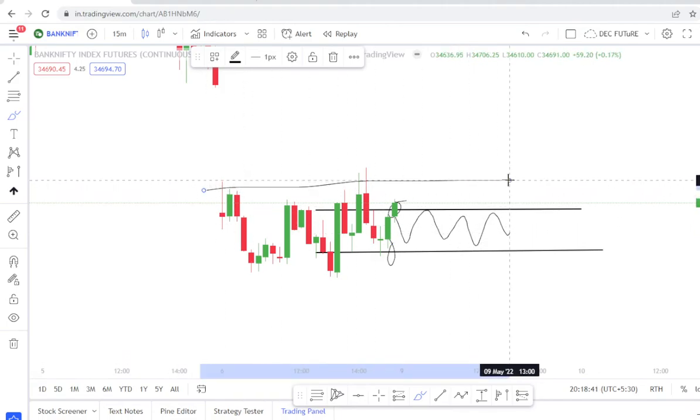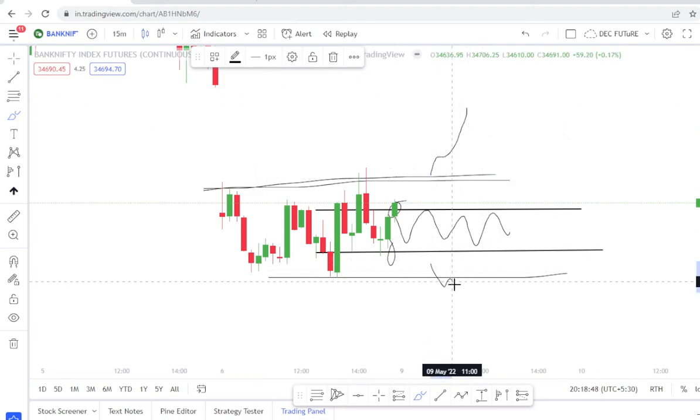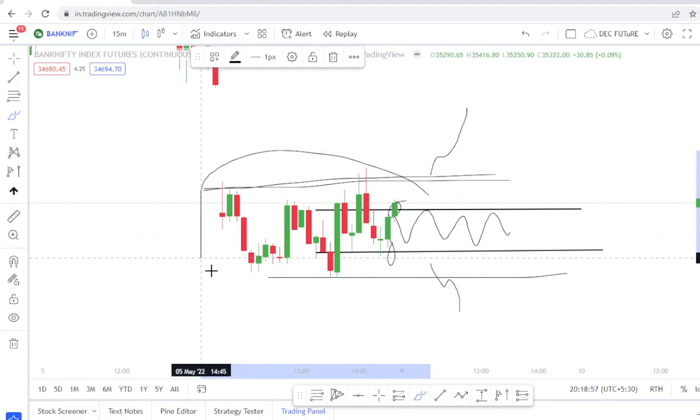That's the reason we are very sure that only if the price crosses 34,800 will we look forward to buying. And if the price goes below this, we will be a little skeptical, check the open interest charts and everything, and then only take a trade. This is all about Bank Nifty.